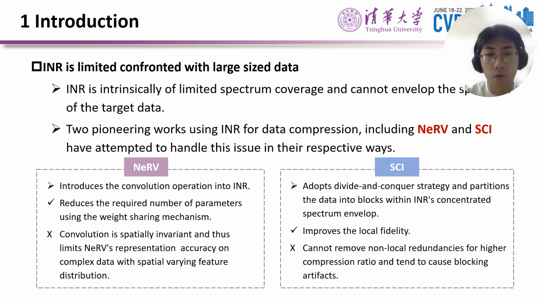Two pioneering works using INR for data compression, NeRV and ICI, have attempted to handle this issue in their respective ways. NeRV introduces the convolution operation into INR. NeRV reduces the required number of parameters using the weight sharing mechanism. However, convolution is spatially invariant and thus limits NeRV's representation accuracy on complex data with spatially varying feature distribution.